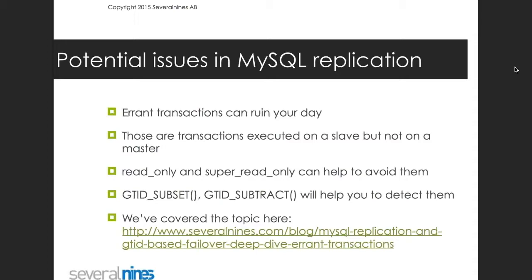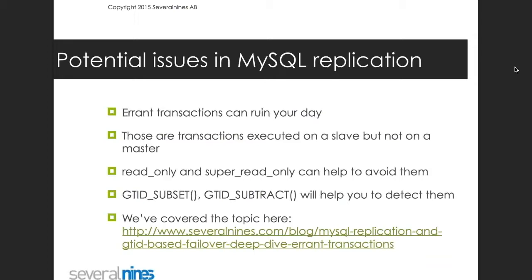And the errant transactions that I mentioned definitely can ruin your day. The errant transactions are the transactions executed on a slave, but not on a master. And this is a problem with GTID, because the errant transactions are related to GTID. With GTID enabled, if a slave is connecting to a MySQL master, it asks for every transaction that the master executed and the slave did not. And this causes a problem.